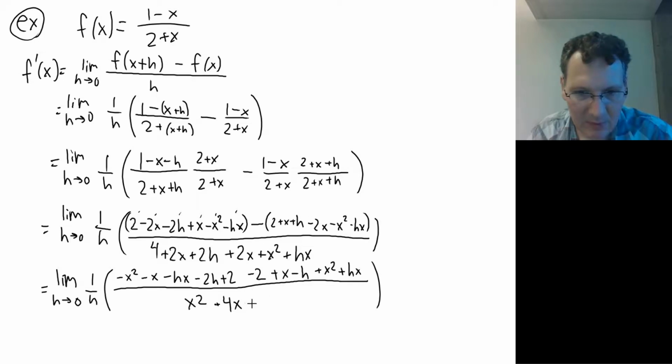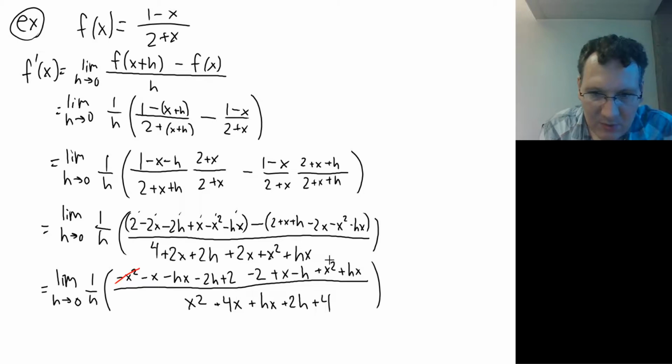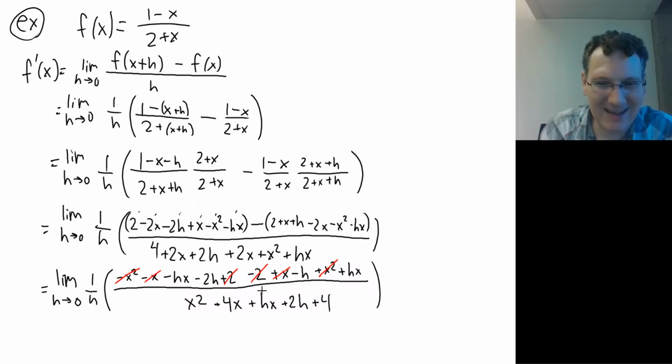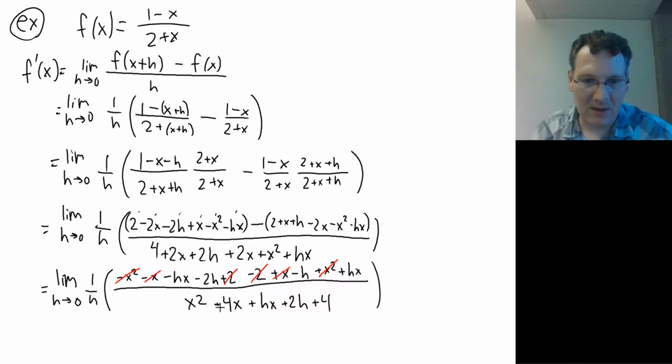And let's see what we're going to also have, a plus hx, and then we have the plus 2h and we have plus a 4. Okay, things that cancel: we have the minus x squared and the plus x squared. We have the minus x and we have the plus x. We have a plus 2 and a minus 2. And yes, everything that doesn't have h is going. So that's good. All right.